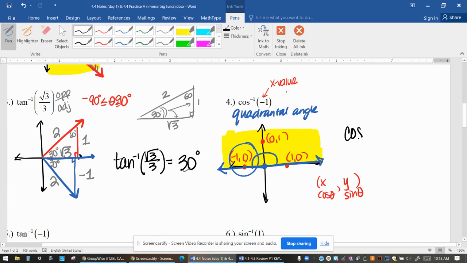So cosine inverse of -1 equals 180 degrees. We tried to figure out if adjacent over hypotenuse worked with our 30, 60, 90 or 45, 45, 90, but no matter what angle I used, 30, 60 or 45, it just wasn't working. So that means it has to be a quadrantal angle.